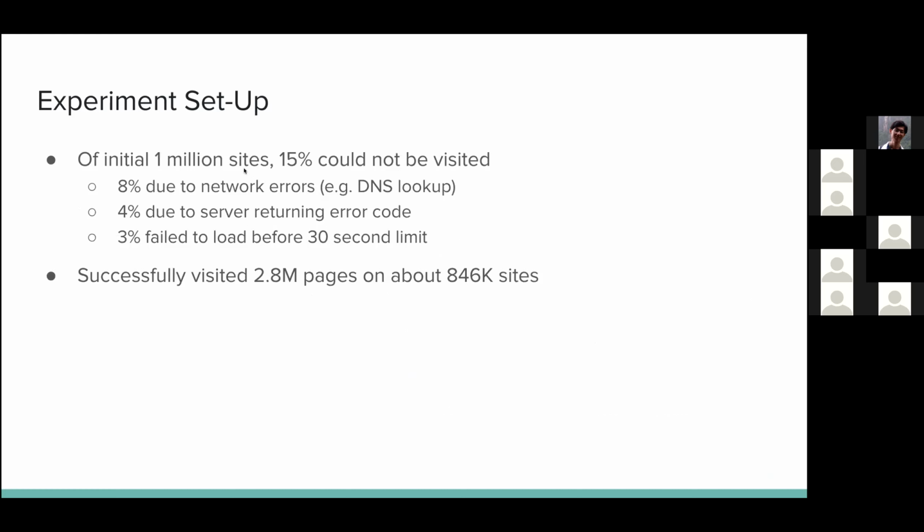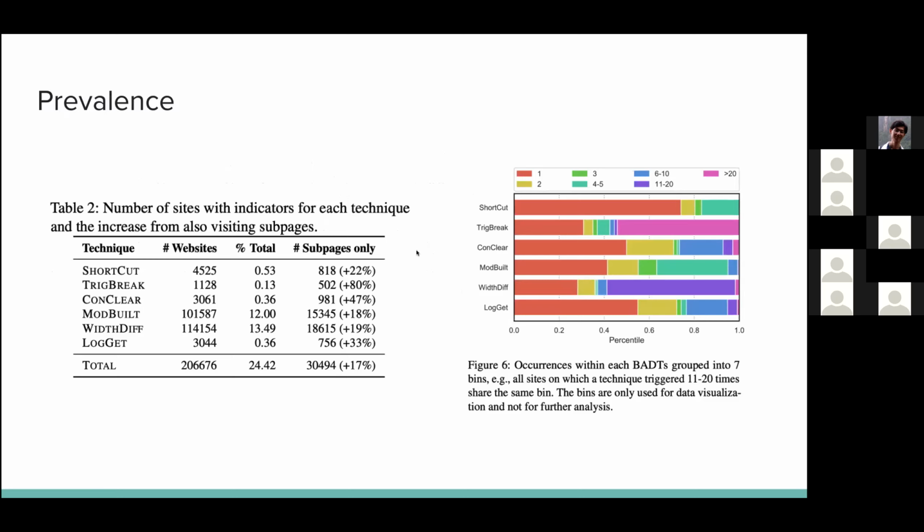Okay. So some statistics: of the 1 million websites, 15 percent were lost because they couldn't be visited for various reasons. And the total number of web pages visited was 2.8 million, on about 800,000 plus sites. Going to the results of the first part of the study, the number of websites flagged for each technique is as follows. The most common ones flagged are with difference, which is to see whether the sidebar is open, or modifying built-ins. And as Dr. Lin rightly pointed out, these two might also be used for non-malicious reasons.